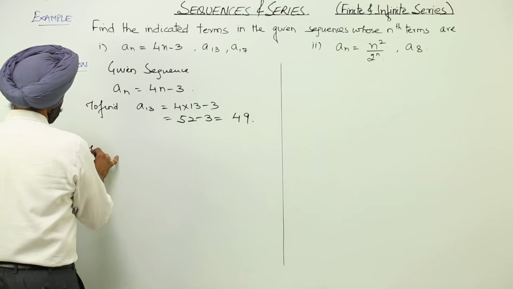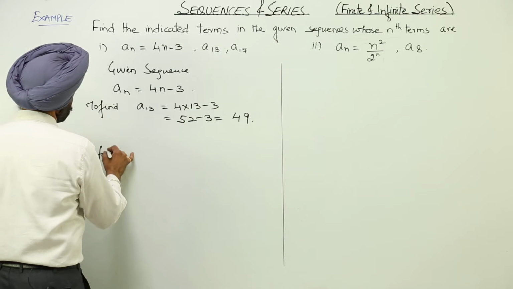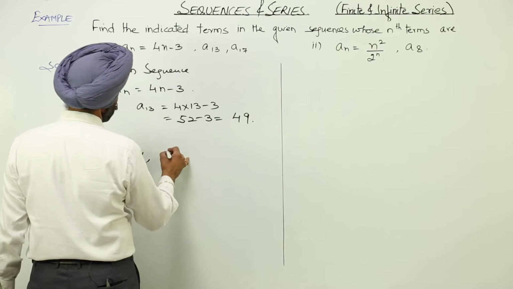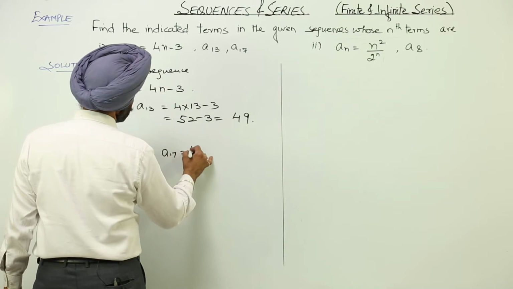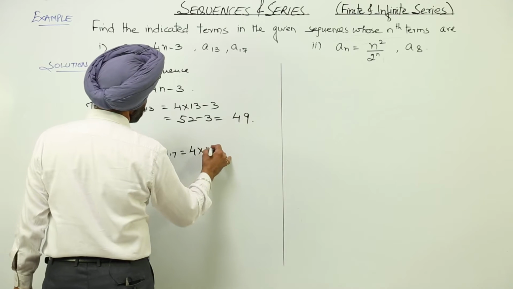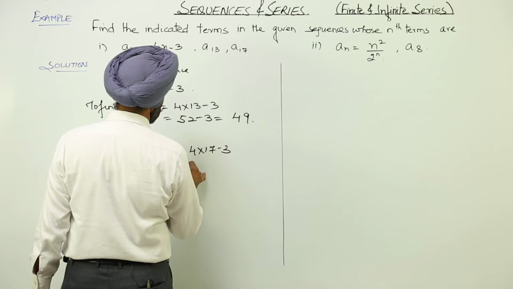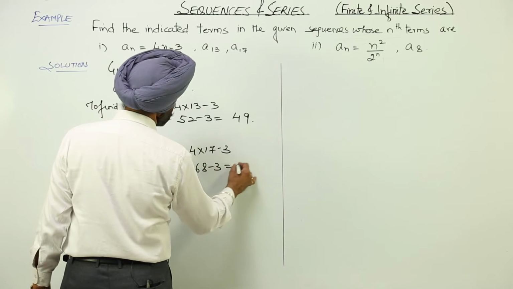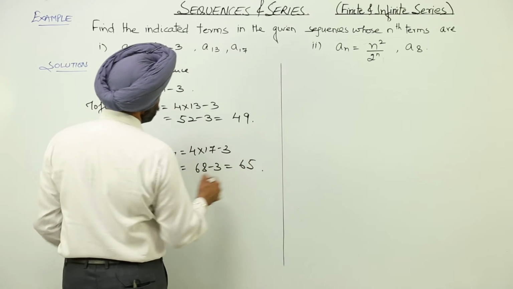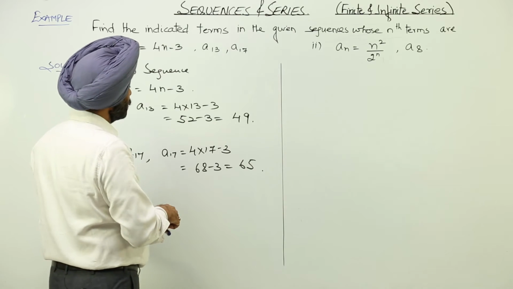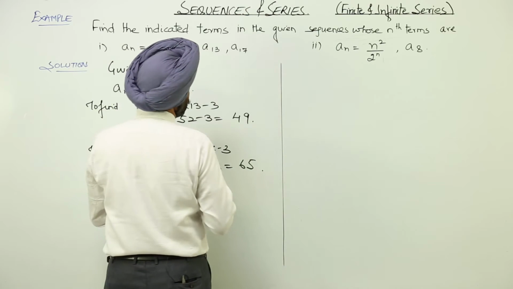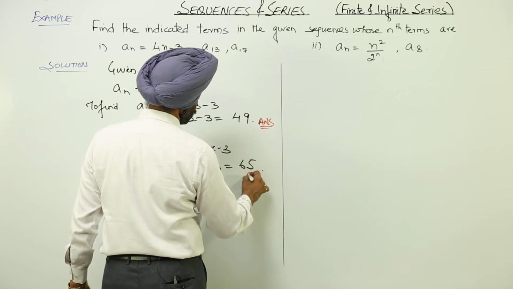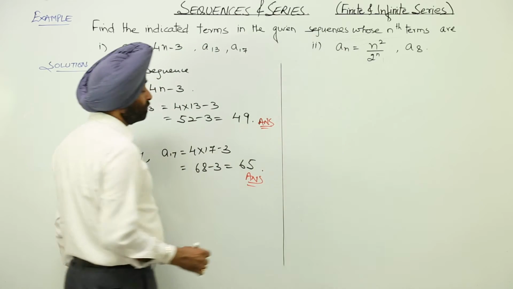Now to find A17. Now A17 is equal to 4 times 17 minus 3. Now 17 times 4 is 68, minus 3 is 65. So the indicated terms are 49 and 65 for the first part.